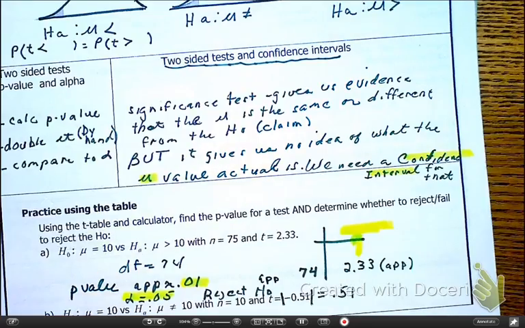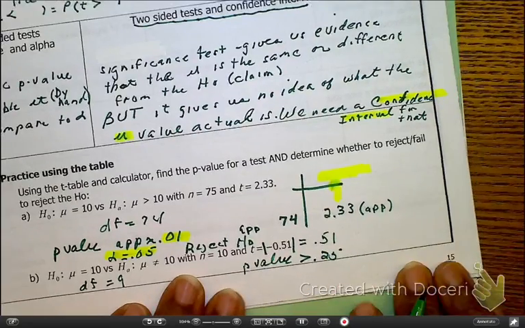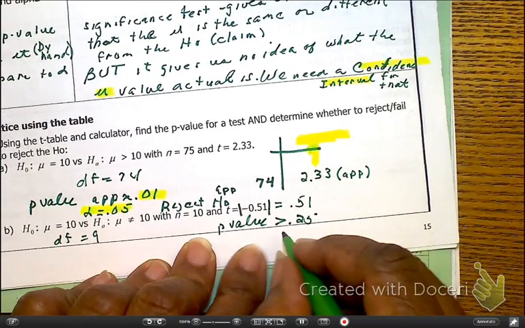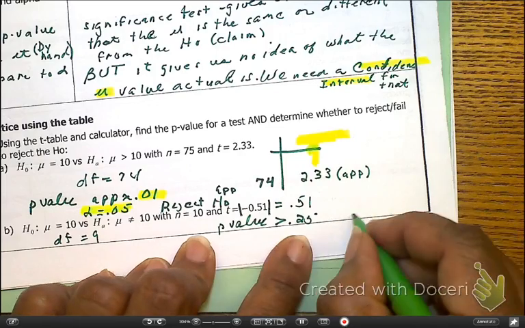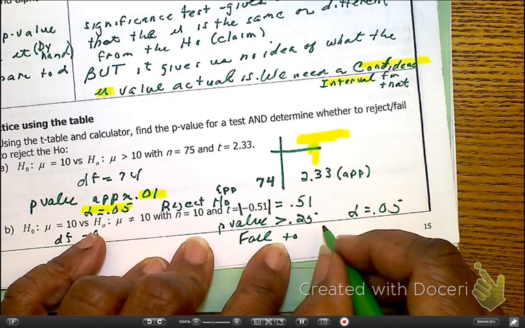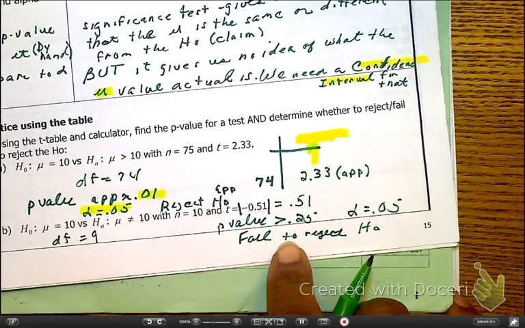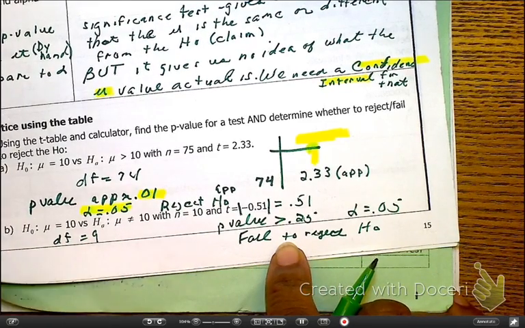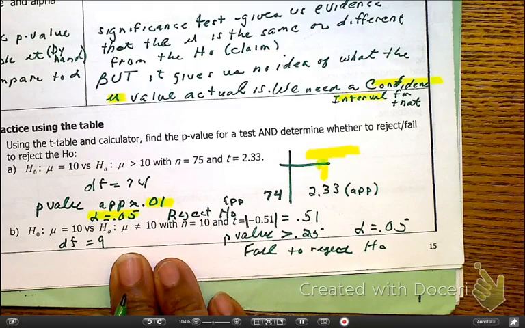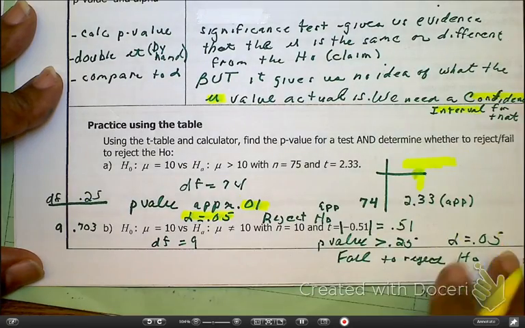Okay, so if I compare my p-value to my alpha level, we're going to obviously fail to reject the H0. We're going to fail to reject the H0. Just add it to what we figured out over here. And like I said, this p-value of this 0.51 is here somewhere, and it's there somewhere. And the bottom line is we don't know what it is, we just know what it's greater than, and that would be totally 100% acceptable.